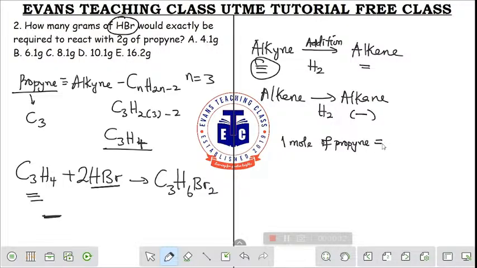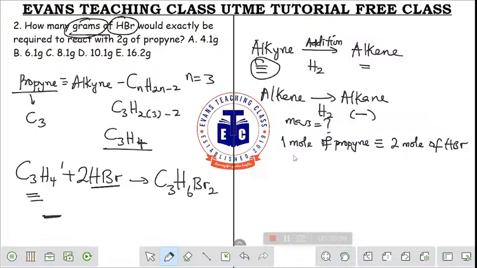It requires 2 moles of hydrogen bromide. So now the next thing you want to do is to find the grams. You already know the number of moles, that it is 2 moles, but the question is asking for grams, not moles. So we are looking for mass. That's what the question is asking us to find.